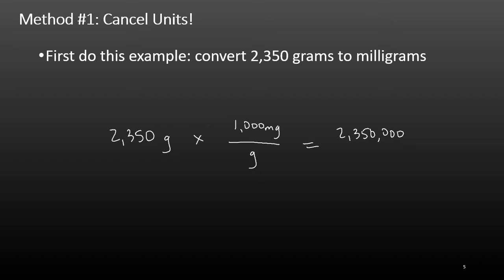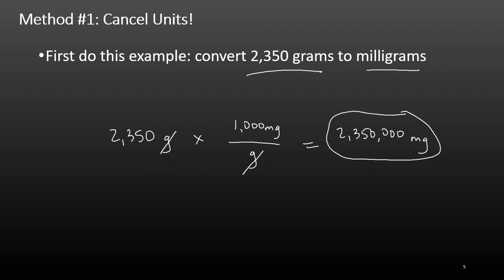Well, we're canceling units in the numerator, canceling units in the denominator. So grams and grams cancel, and we end up with milligrams. And that is our answer. It looks right because we're going to go from grams to milligrams. We know every gram has 1,000 milligrams. So our number has to be bigger than 2,350, and it is. It looks good.